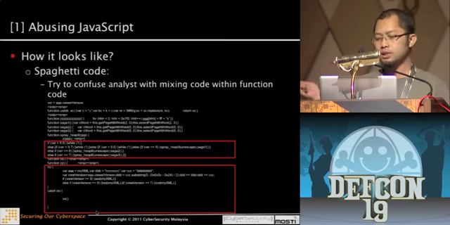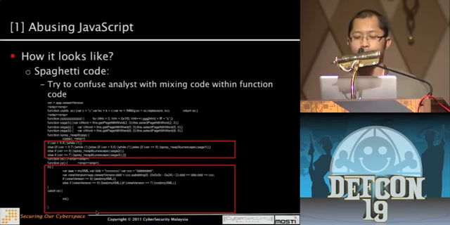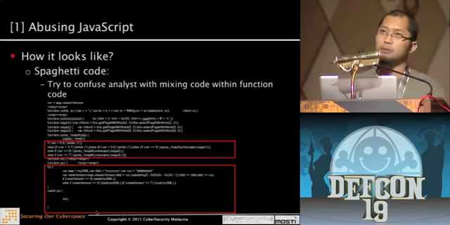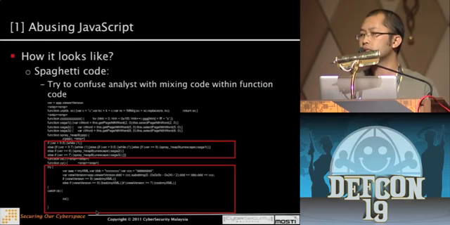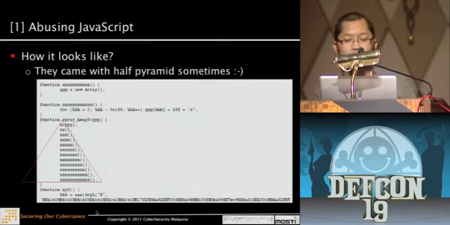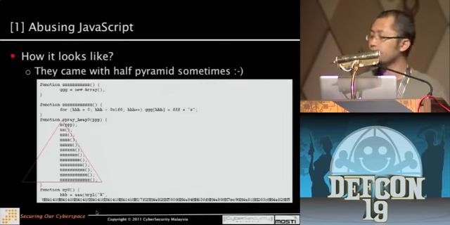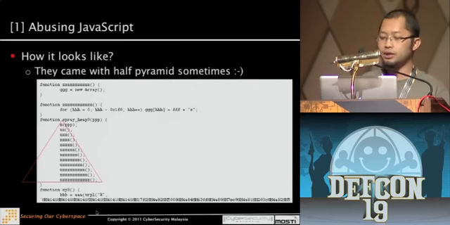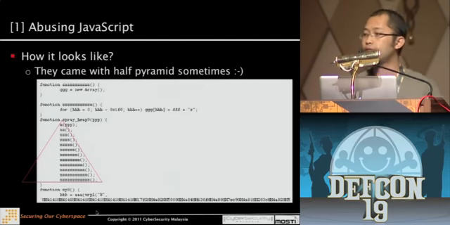So this is a very generic JavaScript obfuscation. It's not really obfuscation, it's kind of like spaghetti. You combine multiple code and functions within. And then sometimes they also come with a half pyramid. Sometimes, as you notice here, it's running a bunch of heap spray stuff, so sometimes it can even make a pyramid. Probably the guy's bored, so he tries to make it look like a pyramid.